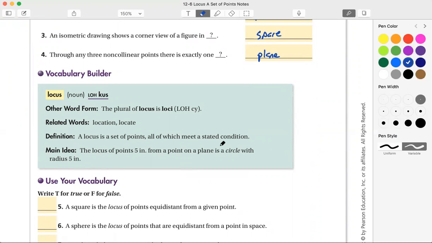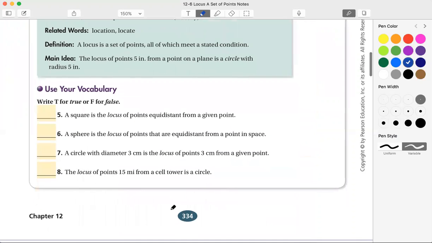5 inches. Okay, so is a square the locus of points equidistant from a given point? That's false. A sphere is the locus of points equidistant from a point in space? That's true. A circle with a diameter of 3 centimeters is the locus of points 3 centimeters from a given point? That's false. And the locus of points 15 miles from a cell tower is a circle? That's true.